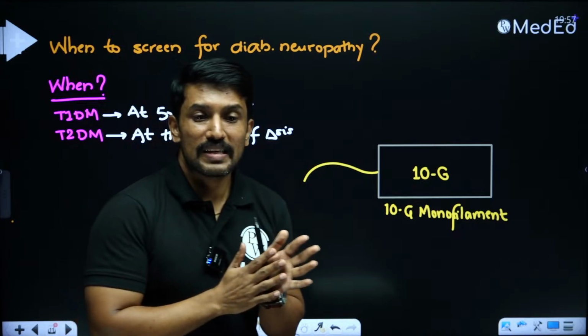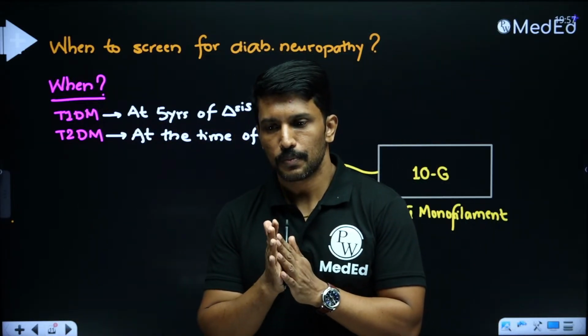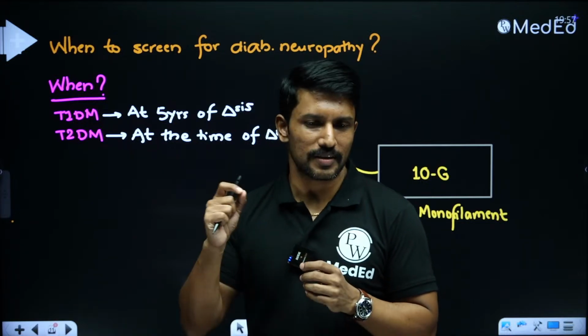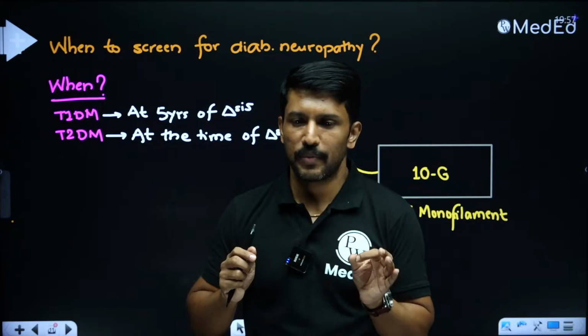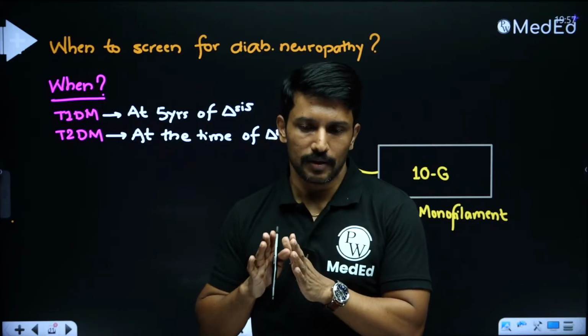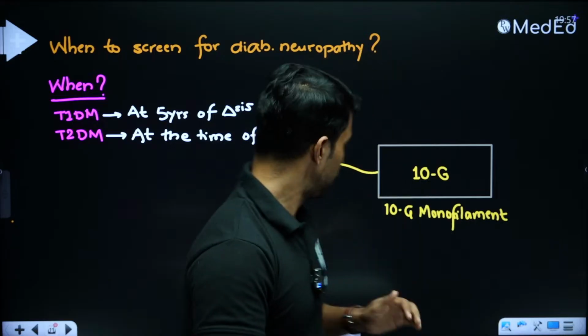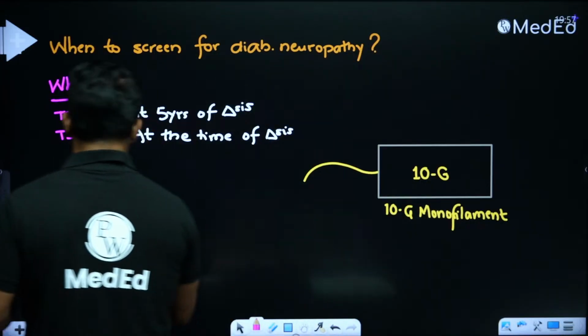Now how do I screen for diabetic neuropathy? The 10 gram monofilament test, what we also call the Semmes-Weinstein filament, is not for the screening of diabetic neuropathy. I'll come to that. So if you have to screen, how?